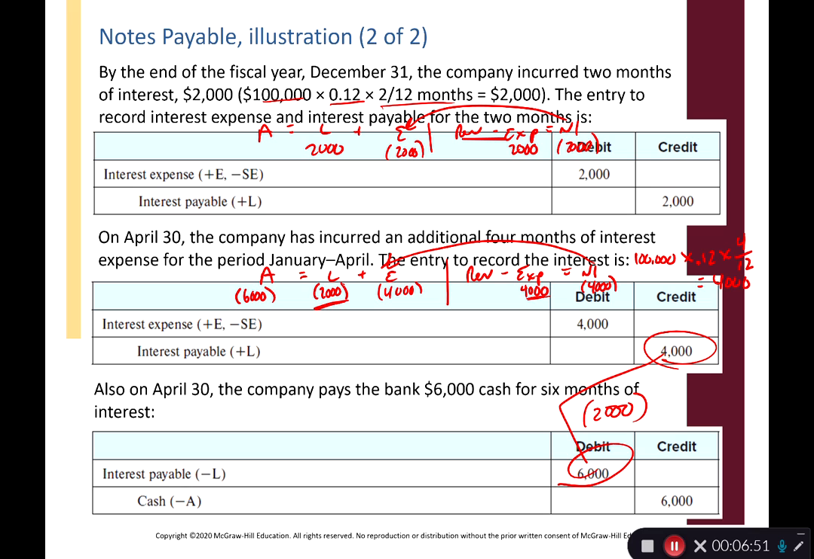So you can separate it into 2 separate entries like this, or you could do 1 entry. The entry I would have done, and sorry I don't have much space for it, is I would have debited interest expense for 4. I would have debited interest payable for 2, and then I would have credited cash for the entire 6 that's being paid. So I would have done it all in 1 entry. You can do it in 2 and get to the same place. Whatever makes the most sense to you is fine.